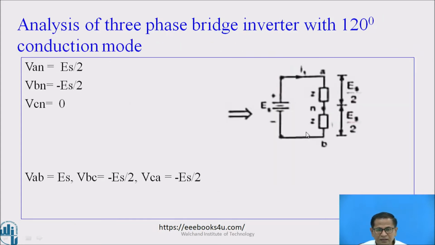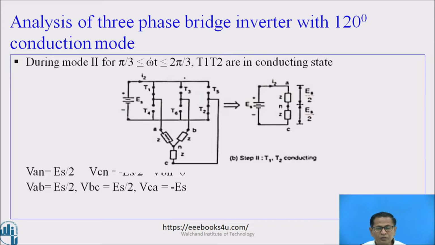And here the third phase is not connected, that's why VCN is equal to 0. Now, determine the line voltage. VAB is equal to VAN minus VBN, which is ES, VBC is equal to VBN minus VCN, which is minus ES by 2, and VCA is equal to VCN minus VAN, which is minus ES by 2.